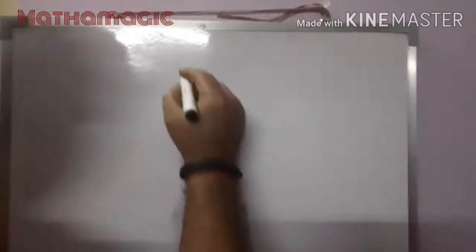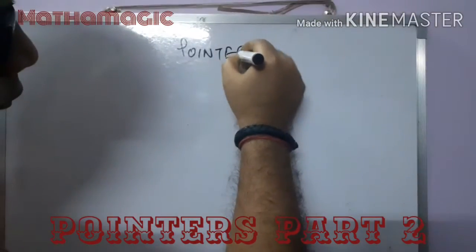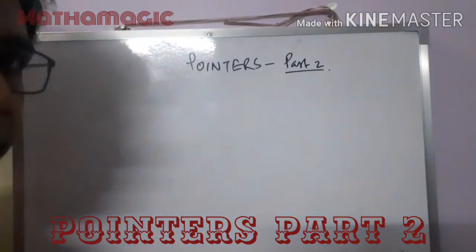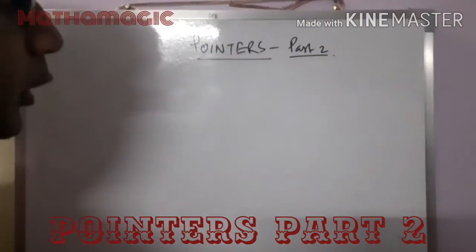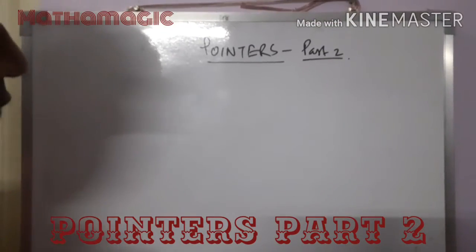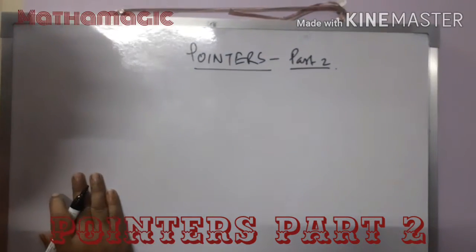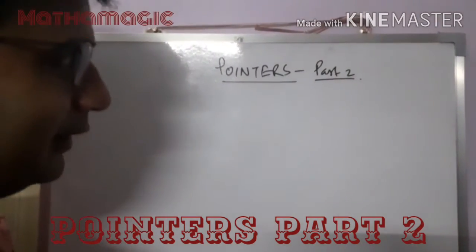So let's start. So today it's pointer part 2. Hope you have gone through the pointer part 1 video, because if you have not gone through part 1 then it will not be possible to understand part 2. So let's start. In pointer part 1 we have discussed what a pointer variable is.